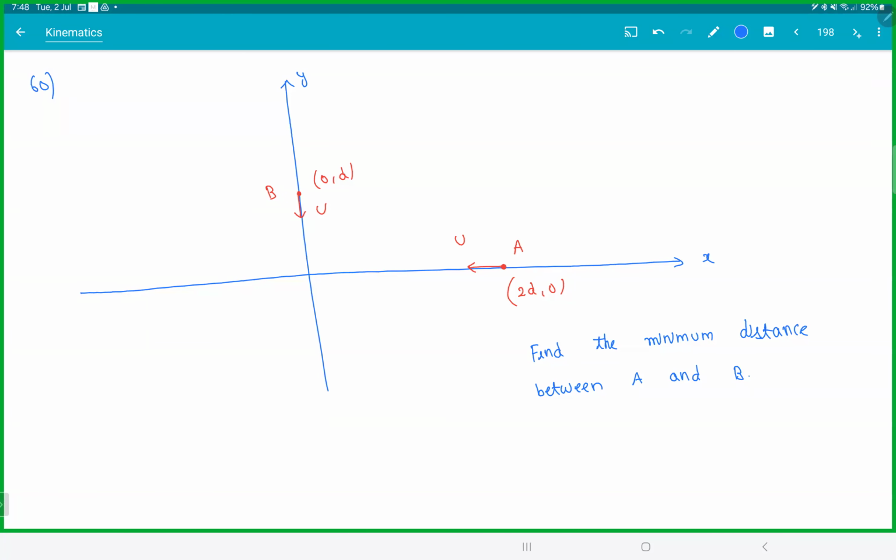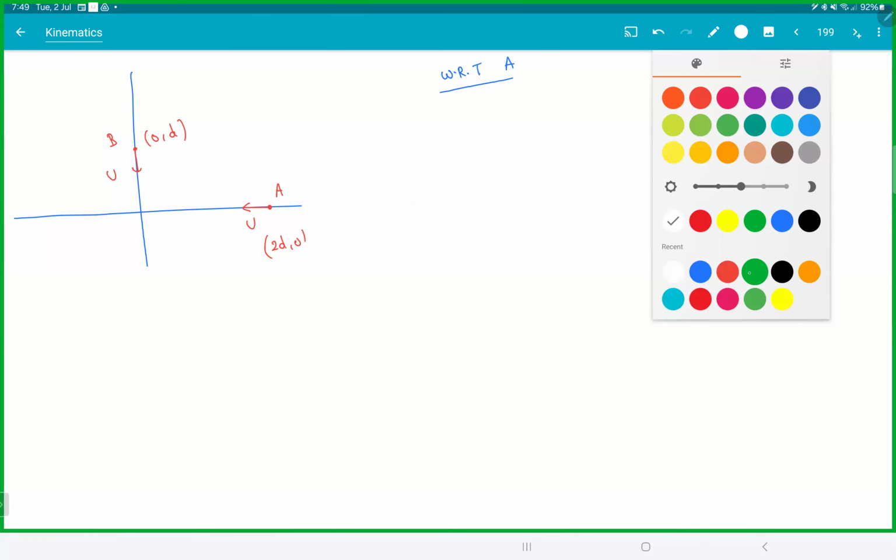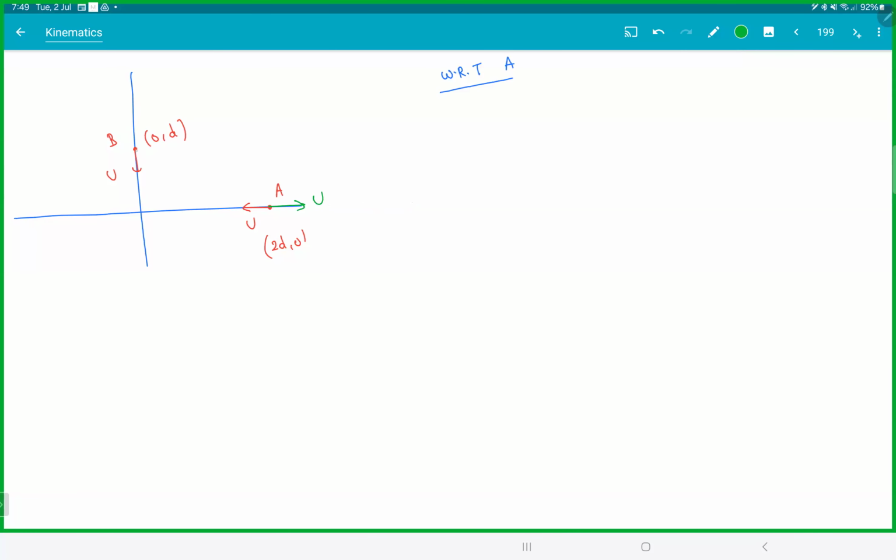So step one, we have to stop someone. I will stop A. And don't forget the coordinates. It's 2D, 0 and 0, D. So we are going to study with respect to A. So step one, stop A. So subtract U backward and subtract U backward. When you subtract, put U to the right side.